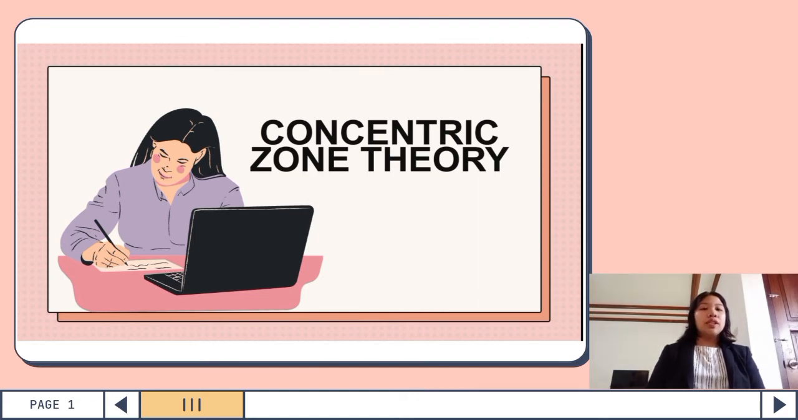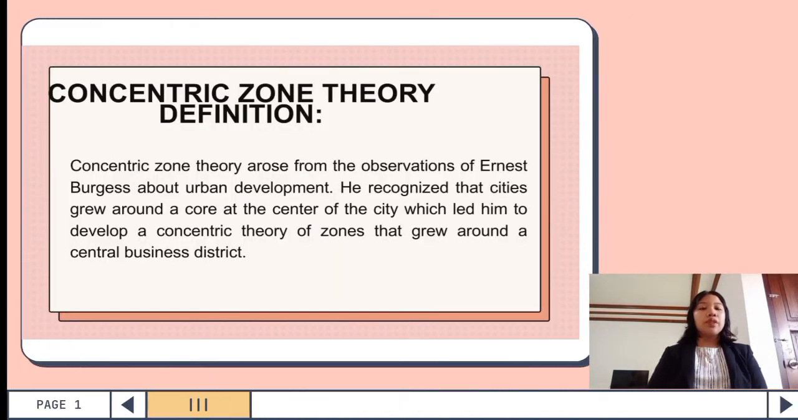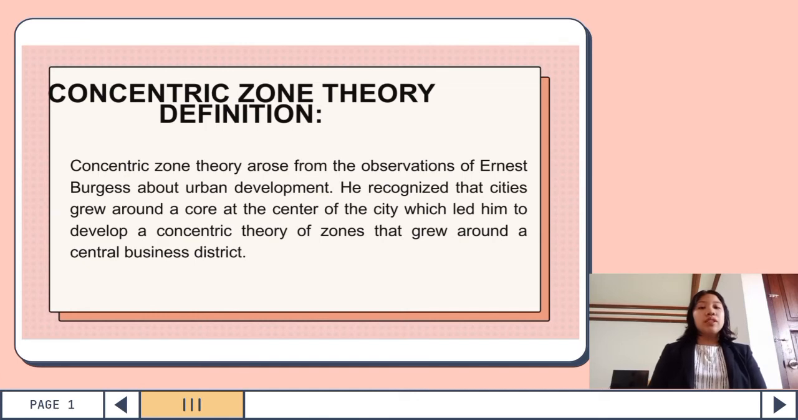The next is concentric zone theory. The definition: concentric zone theory arose from the observations of Ernest Burgess about urban development. He recognized that cities grew around a core at the center of the city, which led him to develop the concentric zone theory that grew around a central business district. Concentric zone theory is the principle that cities tend to grow in concentric rings around their core.